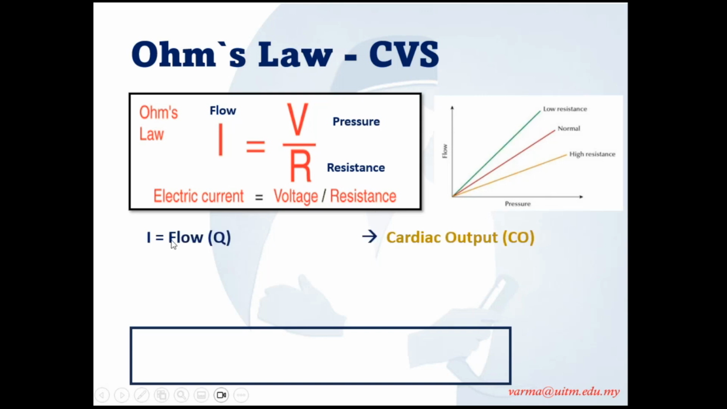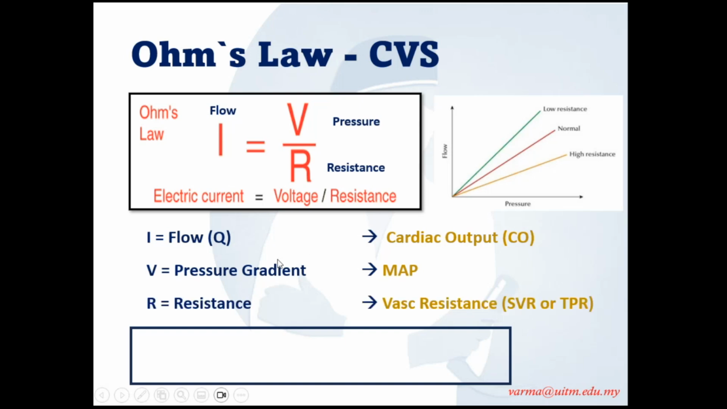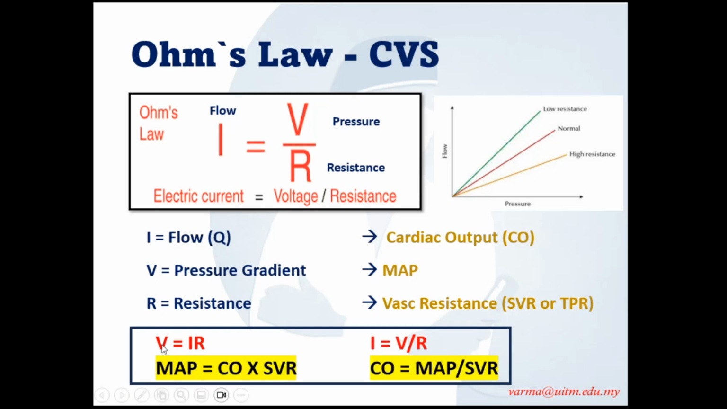So flow in the cardiovascular system will be cardiac output, the pressure gradient will be MAP, and the resistance will be vascular resistance, which is the systemic vascular resistance or total peripheral resistance. So V equal to IR, where V is the potential difference, will be the pressure gradient, which is cardiac output times systemic vascular resistance. We rearrange it to get the flow, which is the I, cardiac output, equivalent to the pressure difference, which is mean arterial pressure, divided by your systemic vascular resistance.